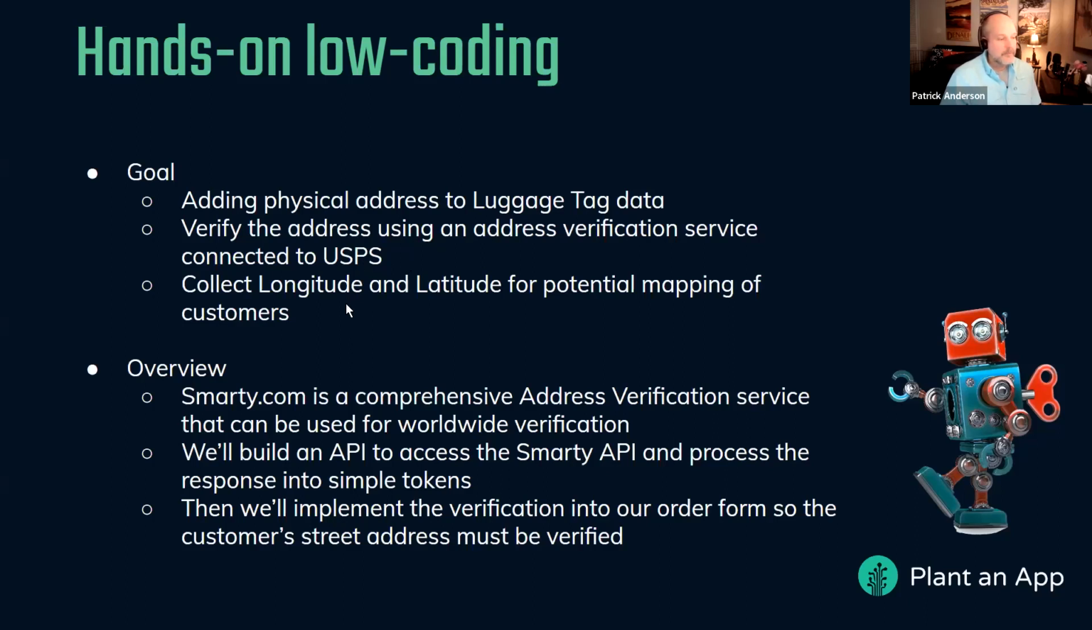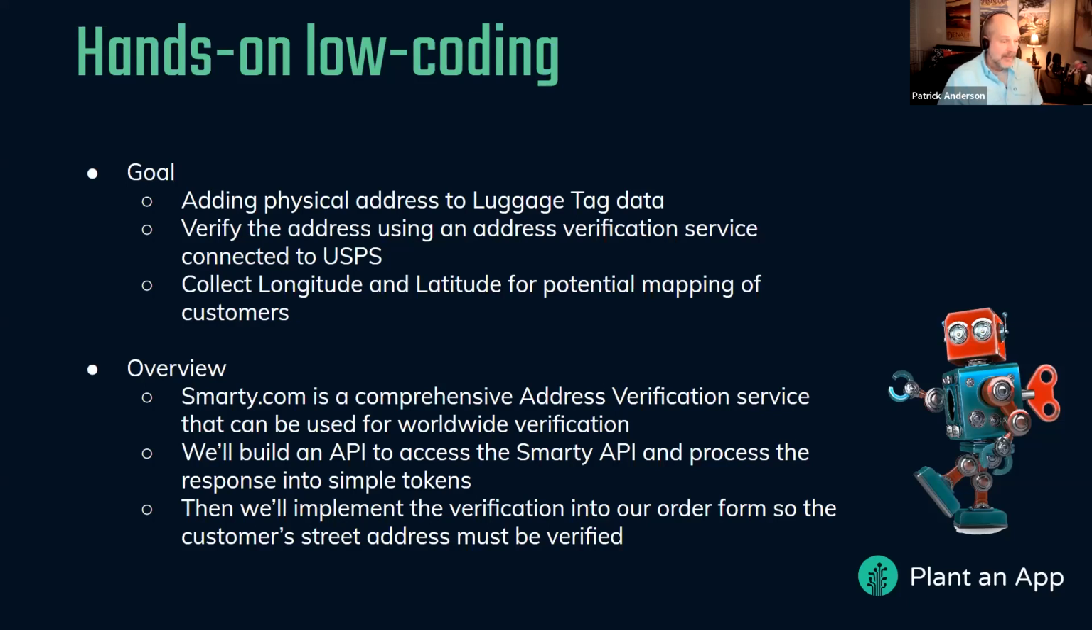I'm also, really just for fun, going to collect longitude and latitude. Potentially in the future, we could do a mapping of customers with this information included. So I'm going to pull that in as well. Smarty.com is a comprehensive address verification service, and it can be used worldwide. I'm going to be focusing just on their US address verification API today, but they do have worldwide address verification.